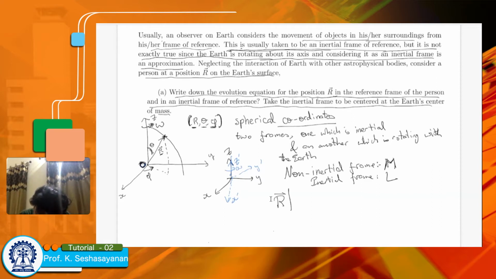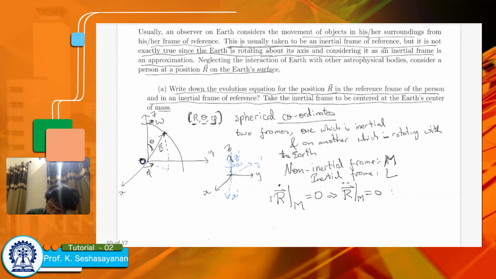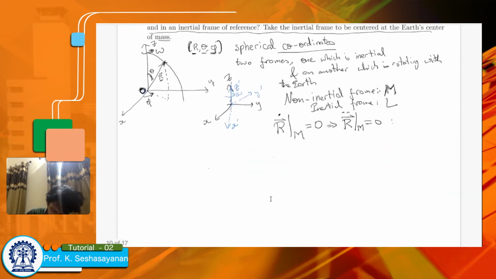So in the frame of reference which is rotating, call it M, the moving frame, R dot is equal to 0 at any instant of time, which means that R double dot is equal to 0. So this is the non-inertial frame. What happens in an inertial frame? So somebody else is watching us from far away, and they are supposed to find the evolution equation for R. So the R vector or the radius vector is something which is rotating. So the velocity field is actually changing direction.